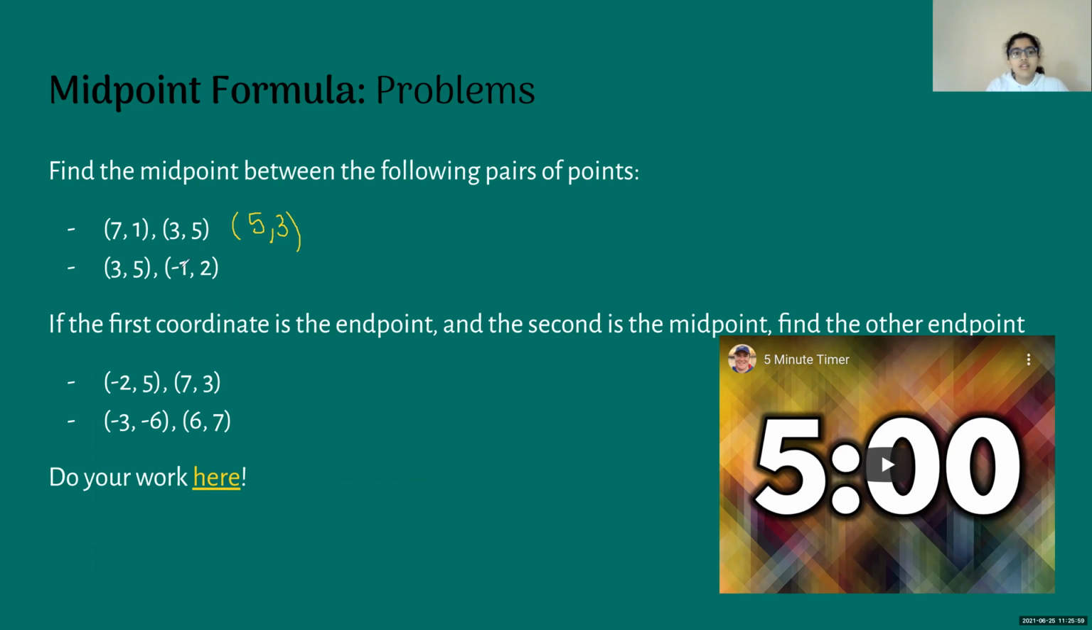Okay, then for number 2, we do 3 plus -1, which is 2, and then divided by 2. So 2 divided by 2 is 1. Then we do 5 plus 2 divided by 2, which is equal to 7 over 2, or 3.5. So that means we get 1, 3.5 for our answers.